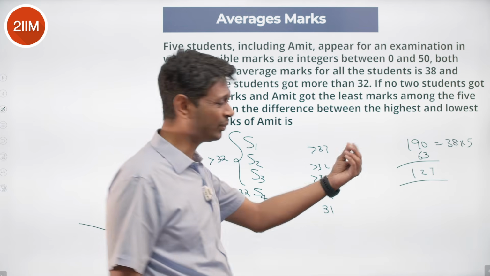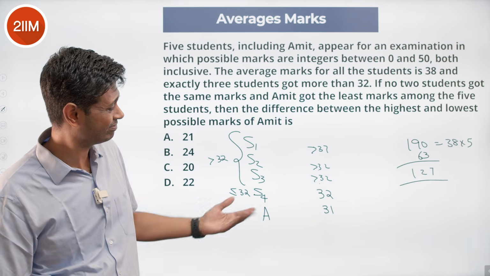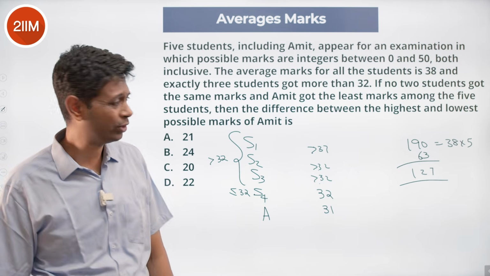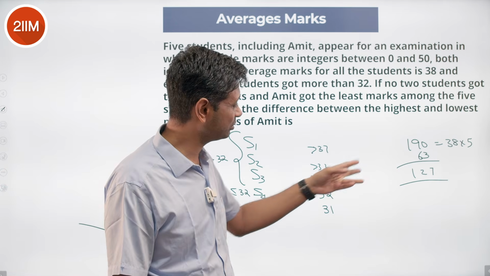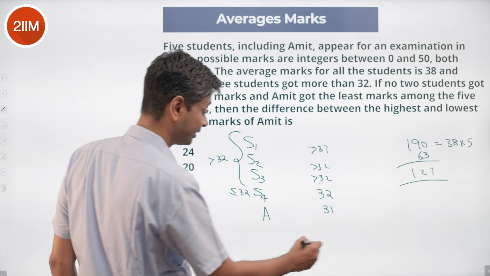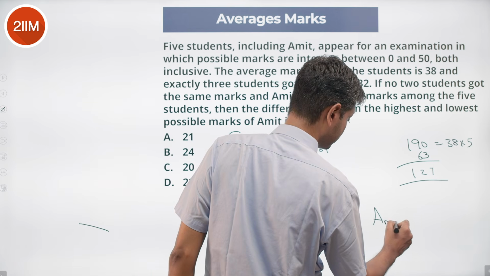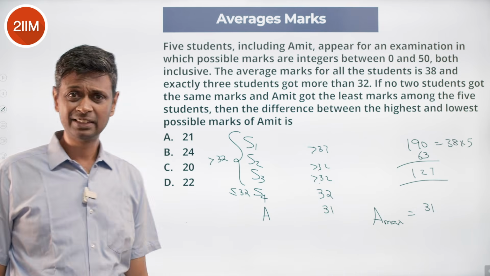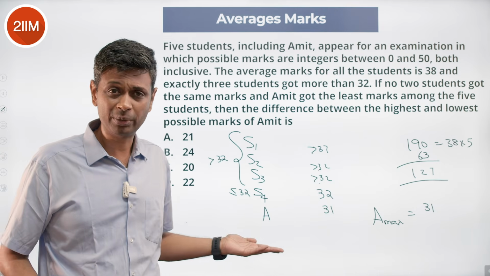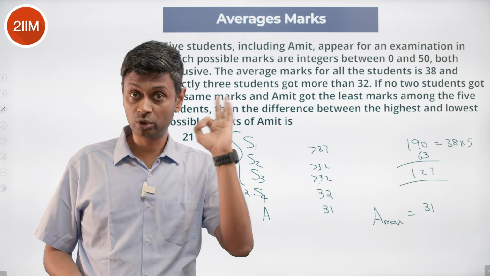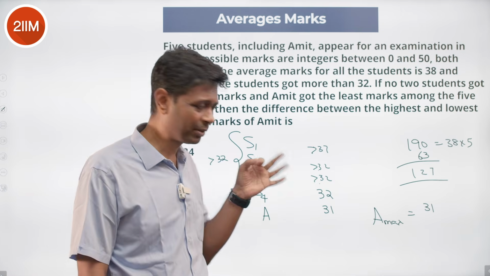127. 127 broken into 3 parts, adding up to 127, all more than 32, less than 50. Possible. I put 40, 41, 46. It should happen. This is possible. So our Amit max is 31. That's the maximum possible. It cannot be more than 31. He cannot be 32, because then S4 has to be 33, which will be more than 32. Only 3 have got more than 32. Amit, yes, maximum can be 31.